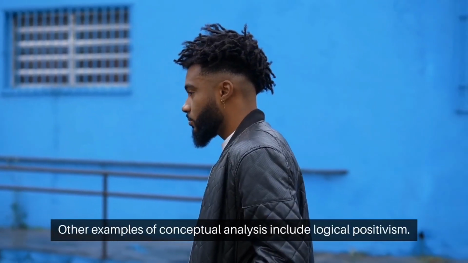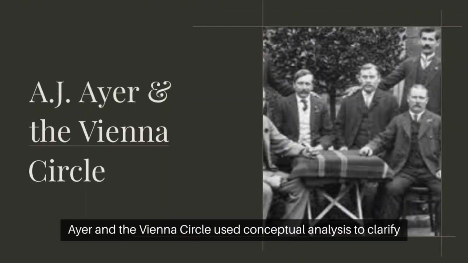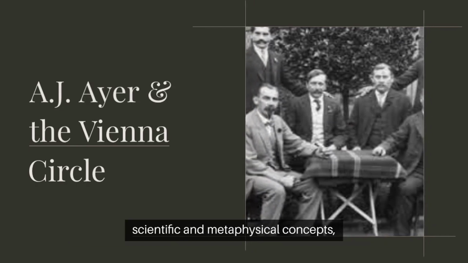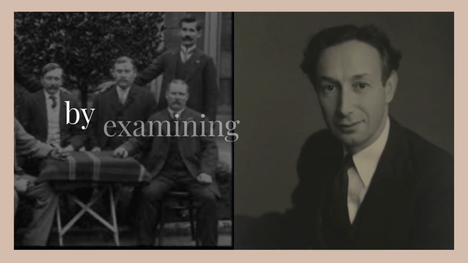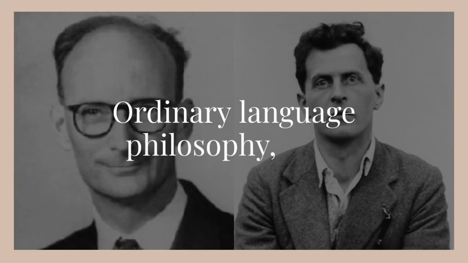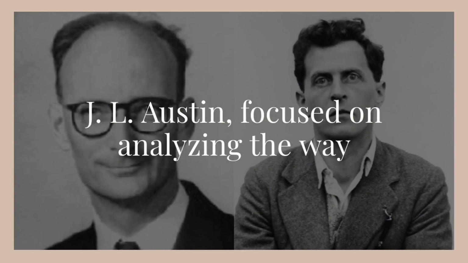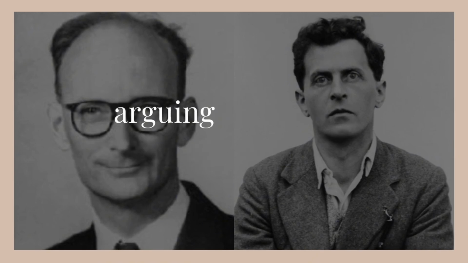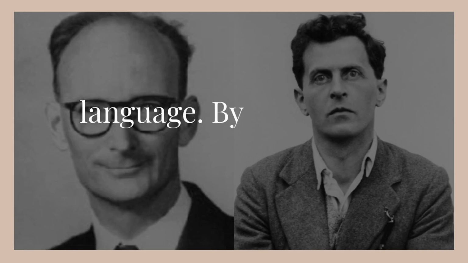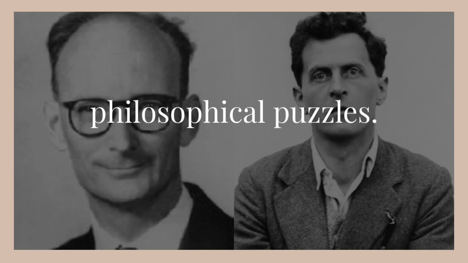Other examples of conceptual analysis include logical positivism. Philosophers like A.J. Ayer and the Vienna Circle used conceptual analysis to clarify scientific and metaphysical concepts, seeking to eliminate meaningless statements by examining their logical structure and empirical verifiability. Ordinary language philosophy. Philosophers such as Ludwig Wittgenstein and J.L. Austin focused on analyzing the way language is used in everyday contexts, arguing that many philosophical problems arise from misunderstandings about language. By examining the ordinary use of language, they sought to dissolve rather than solve philosophical puzzles.